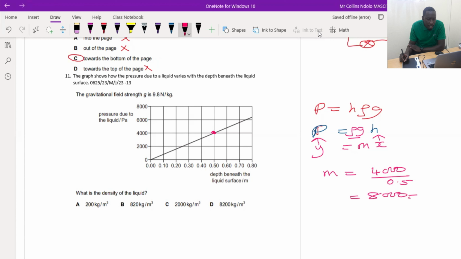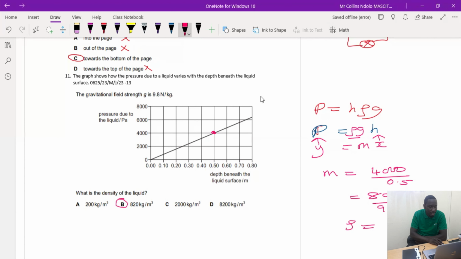Now this 8,000 should be equal to ρg, so ρ times 9.8. So I'm going to divide by 9.8. That means our density should be 8,000 divided by 9.8, and our answer is about 816. Rounded to two significant figures, that will be 820 kilogram per cubic meter. So you see why it is a challenging one.